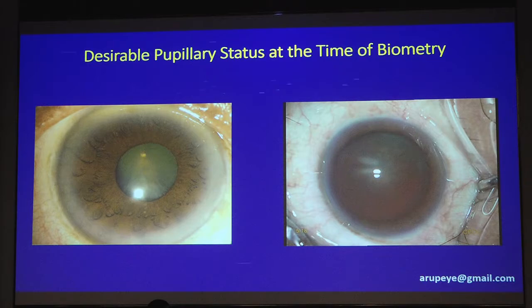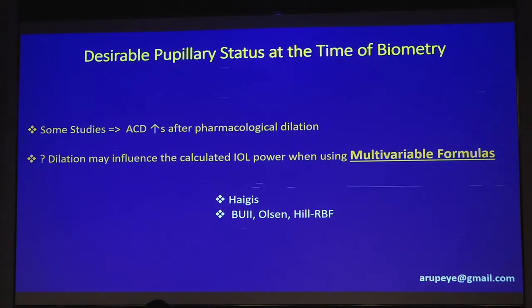I no longer dilate the pupils for my assessment. There are two reasons. One, as I just mentioned, when you put in dilating drops, the cornea is no longer pristine. But another important reason is that after dilatation, many studies have shown that there is an increase in the anterior chamber depth.